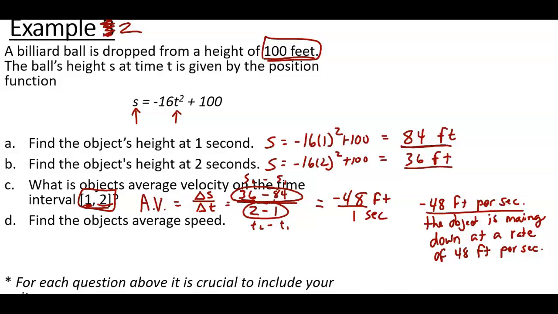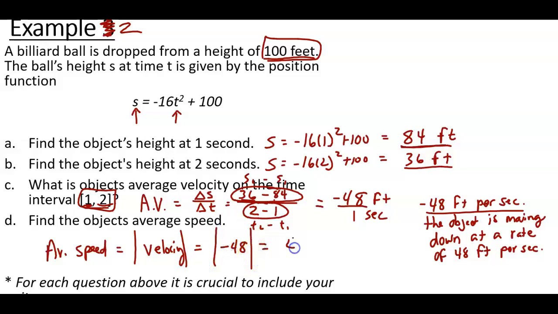Now the problem is asking us to find the average speed. Well, as you guys know, the average speed is the absolute value of the velocity. Now, we just found the velocity in part C. The velocity was negative 48, so if I take the absolute value of that, I just get 48 feet per second. So this doesn't tell us what direction, this just tells us how fast.